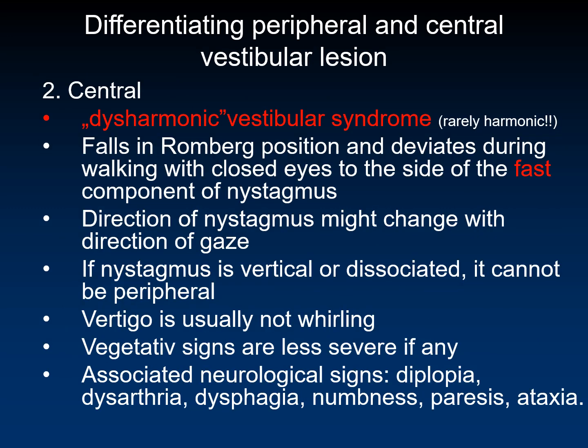Differentiating peripheral and central vestibular lesion. Central: this harmonic vestibular syndrome is rarely harmonic, fall in Romberg position and deviate during walking with closed eyes to the side of the fast component of nystagmus. Direction of nystagmus might change with direction of gaze. If nystagmus is vertical or dissociated, it can't be peripheral. Vertigo is usually not whirling. Vegetative signs are less severe, if any. Associated neurological signs: diplopia, dysarthria, dysphagia, numbness, paresis, ataxia.